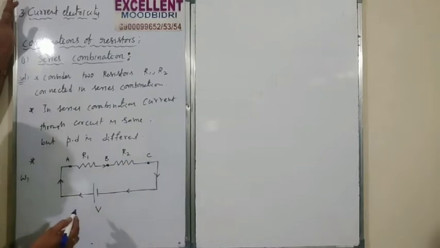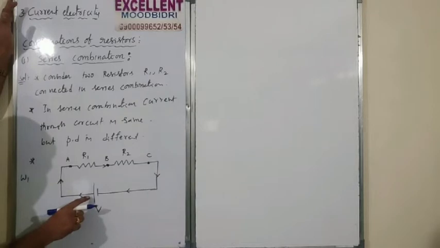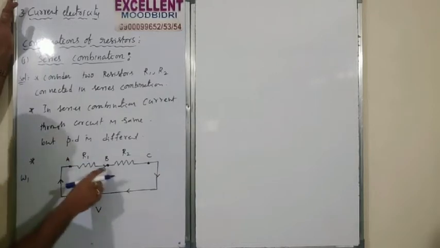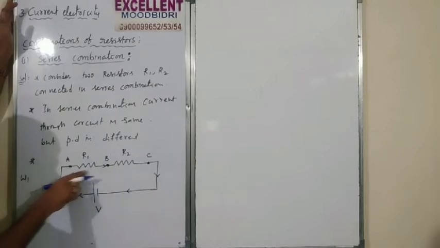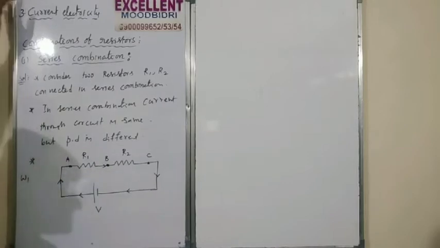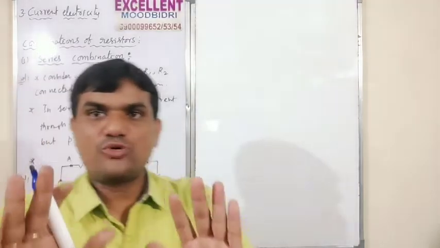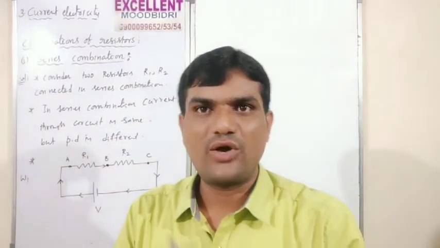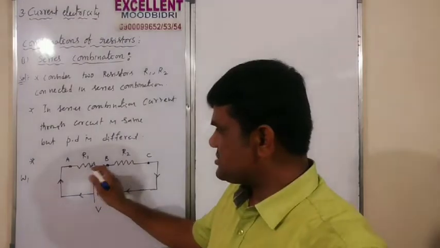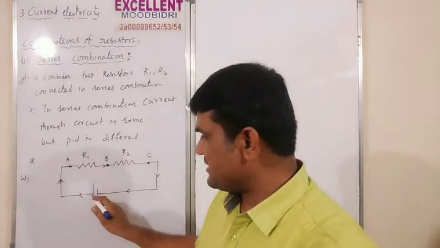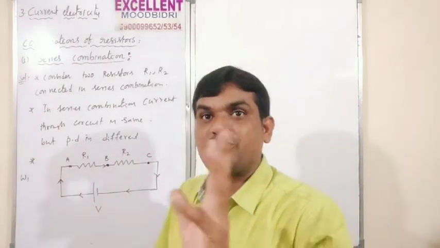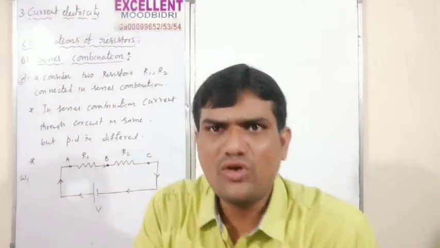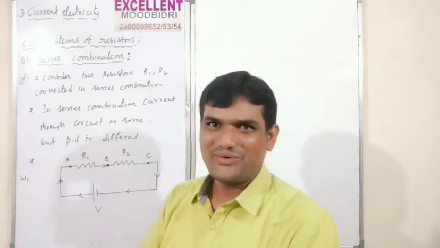This is point C. Again, we want to bring the charge from here to here. A resistor will be there. What is the nature of a resistor? It opposes the flow of charge, the flow of current. The current is flowing in this direction and the resistor opposes it. That means we want to do more work.